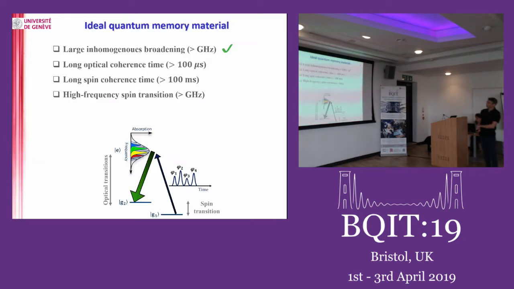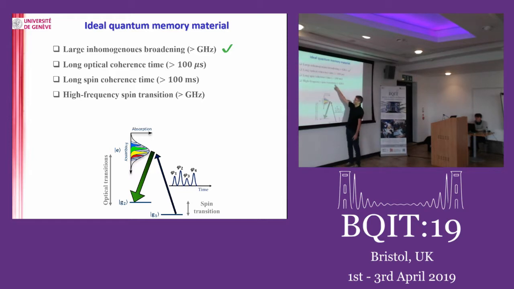So now that you know the scheme, what do we want? If we want the ideal quantum memory, we want a very large inhomogeneous broadening, gigahertz. We want a long optical coherence time to be able to have many channels. Let's say I would have hundreds of microseconds. I want a long spin coherence time because I'm doing repeaters, so a few hundreds of milliseconds at least, maybe seconds.